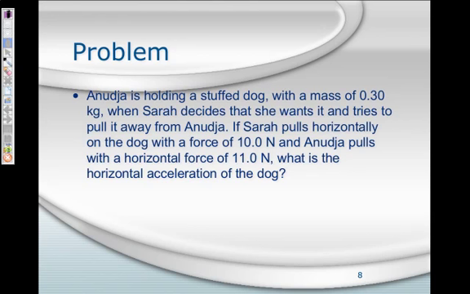But she's holding a stuffed dog with a mass of 0.3 kilograms when Sarah decides that she wants it and tries to pull it away from Anuja. A stuffed dog, like a stuffed animal? But in dog shape, yeah. Not a real dog. If Sarah pulls horizontally on the dog with a force of 10 newtons and Anuja pulls with a horizontal force of 11 newtons, what is the horizontal acceleration of the dog?